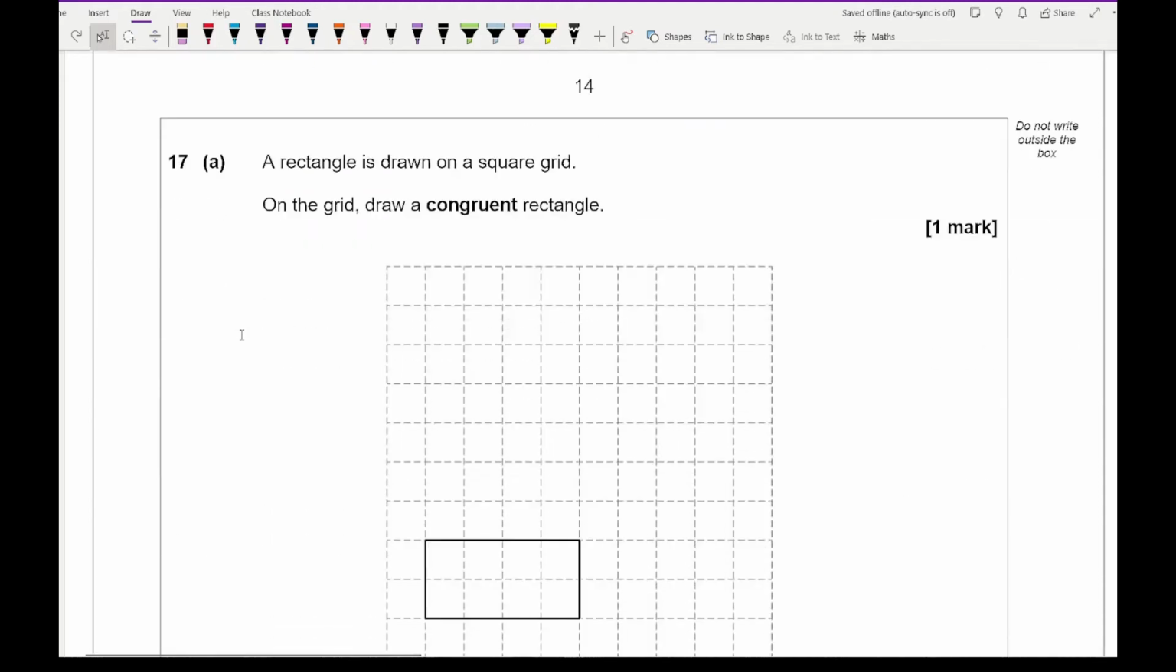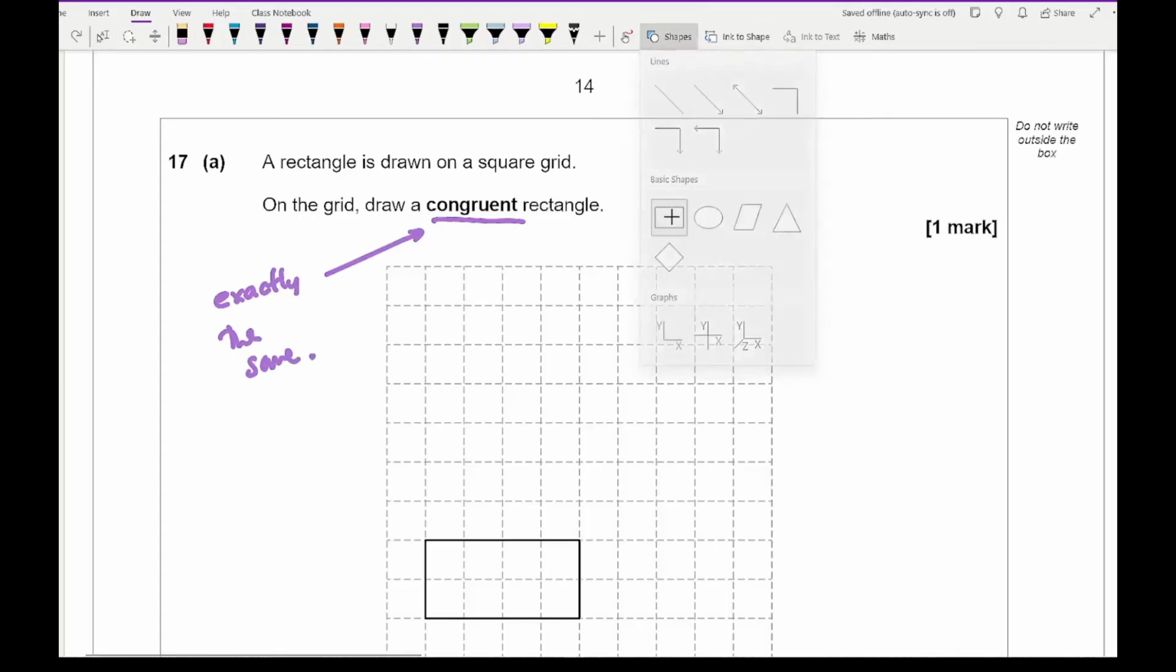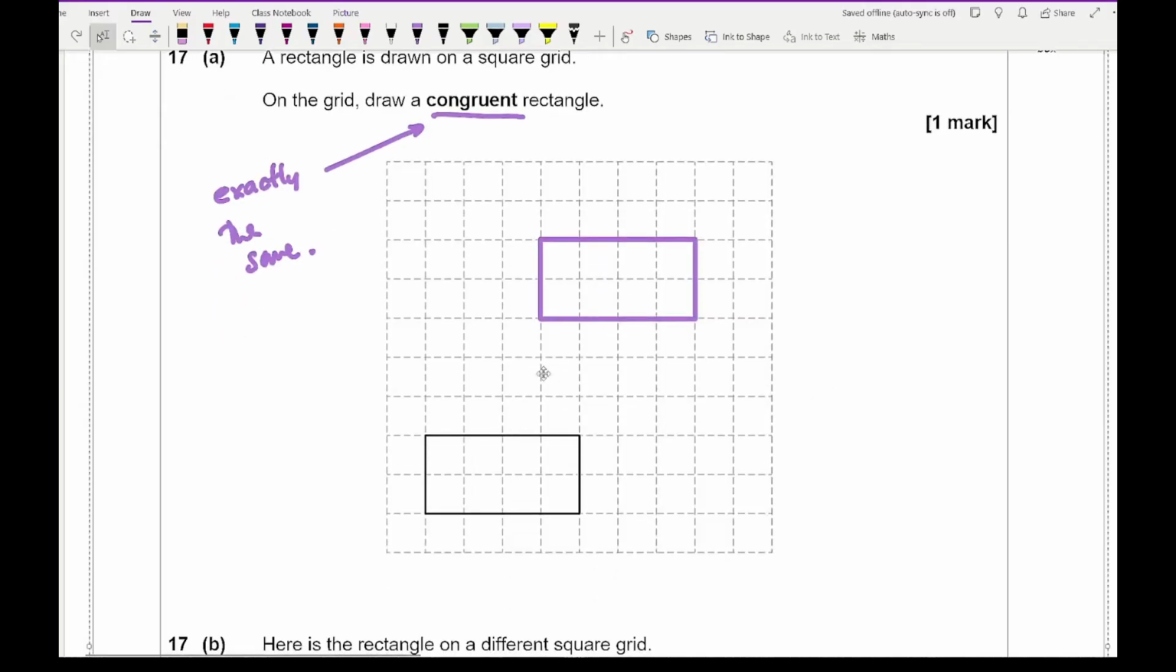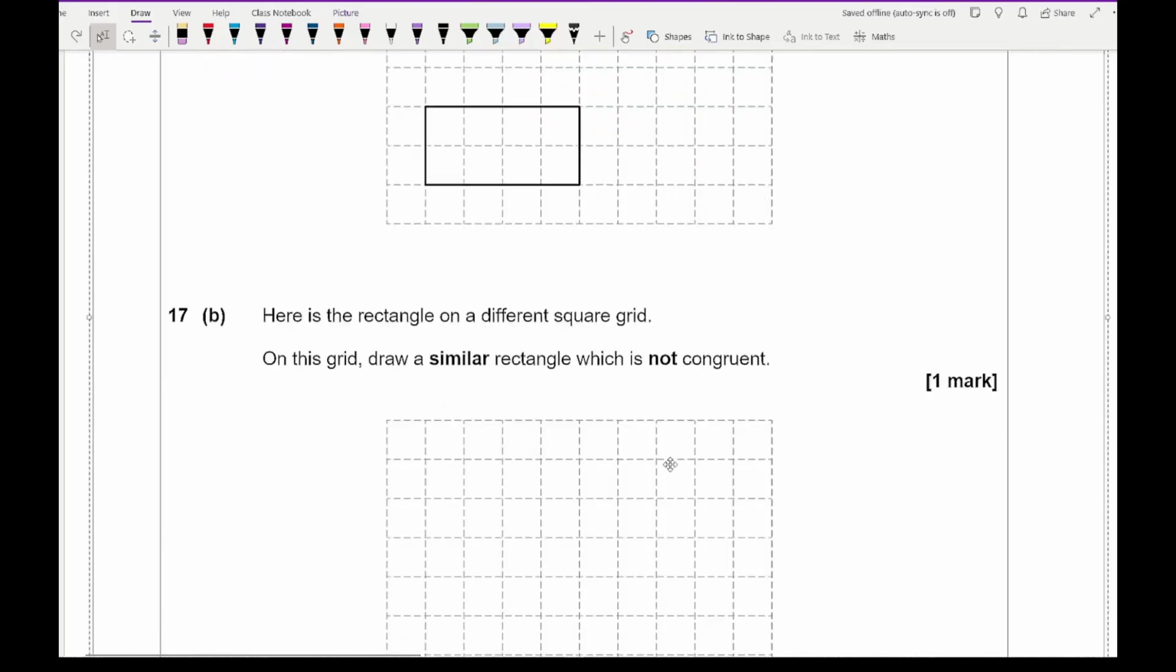Moving on to question 17a, it says a rectangle is drawn on a square grid. On the grid, draw a congruent rectangle. For congruency, it means exactly the same. You can rotate it, you can reflect it, that's entirely up to you. With a rectangle it's not going to be an issue. So all you need to do is draw a 2 by 4 rectangle somewhere on that grid. Something along those lines would be fine. You could have it standing up, but I would just copy the rectangle, and that's absolutely fine.